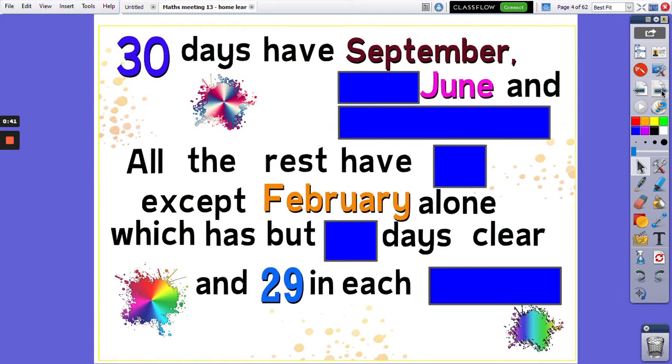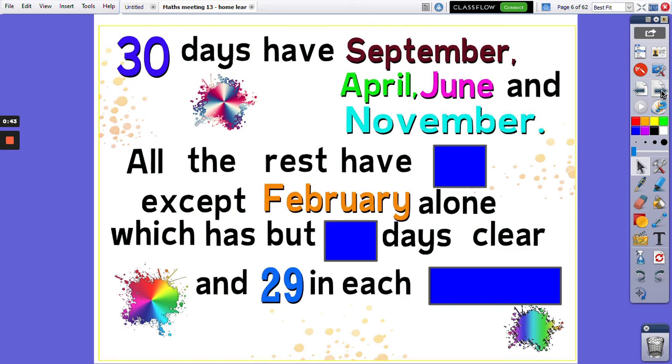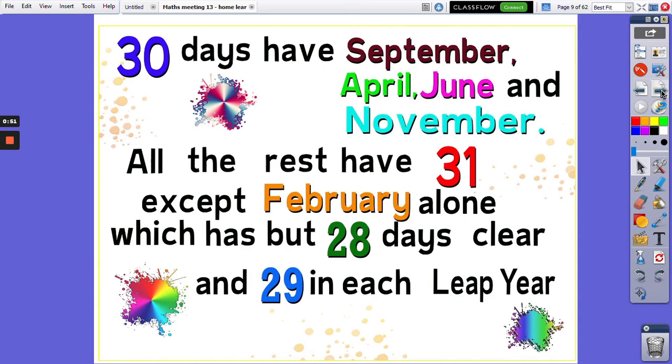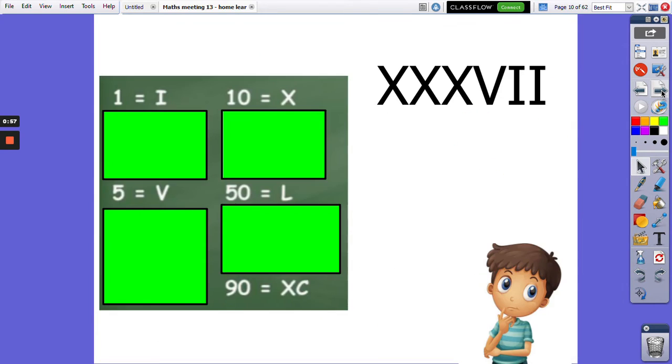30 days have September, April, June and November. All the rest have 31, except February alone, which has but 28 days clear and 29 in each leap year. Well done if you got all those correctly. And well done for singing nice and loud. Okay, let's continue.